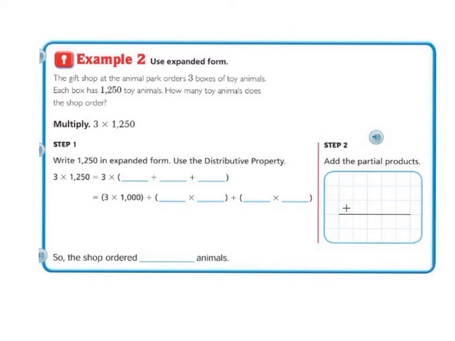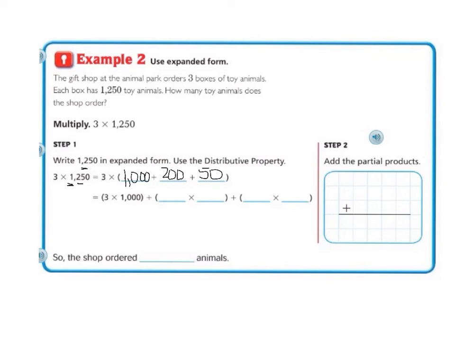So the first thing we need to do is take 1,250 and break it into its individual parts. So the first number is 1, so that's 1,000. Then the next number is the 2, and that 2 is worth 200 because it's in the hundreds place. And the last digit that's not a 0 is 5, which is worth 50. Now we don't have a ones place, so we just move on.